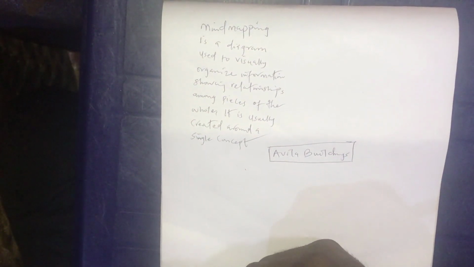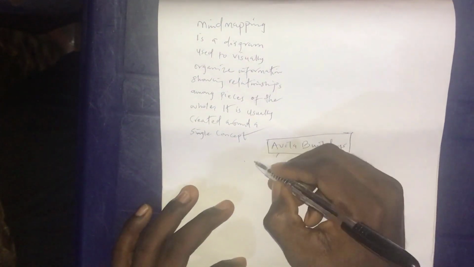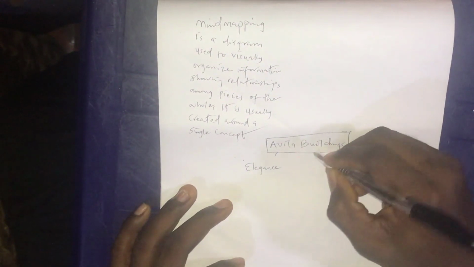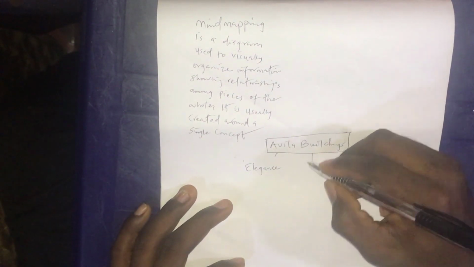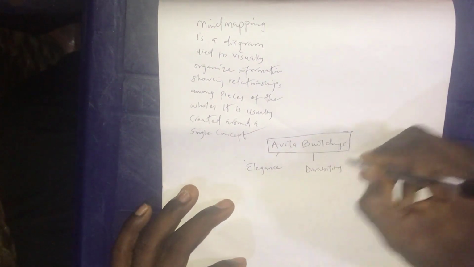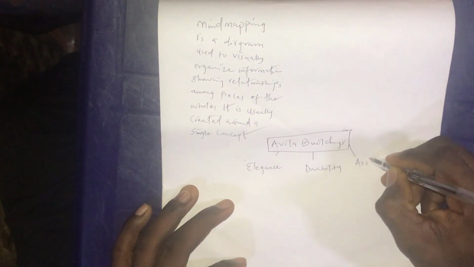Now, doing the mind mapping, we just have to select what the brand wants to portray, which is elegance. They want to portray elegance, and also durability and aesthetics.